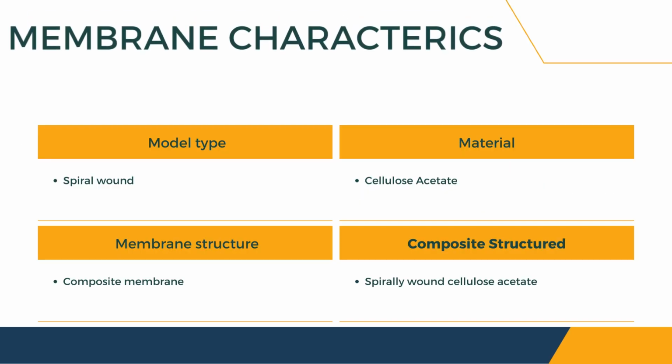Next is the membrane characteristics, or the selection of the membrane. For the type of membrane, our group chose the spiral wound model, as it has a greater permeance and is more resilient in heavy operating conditions. Next, for the membrane material, we use glassy polymer because it is better conducted on particle size than condensability. For the membrane structure, we choose composite membrane structure, which is cheaper, with better mechanical support and separation capability. For the composite structure, we use spirally wound cellulose acetate.